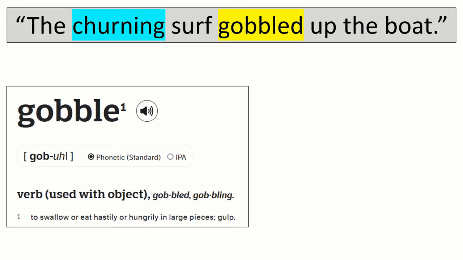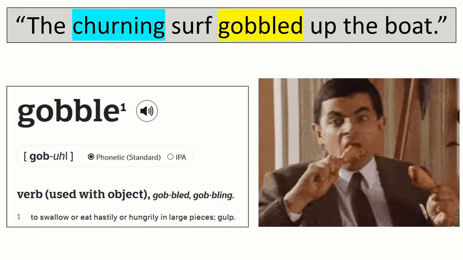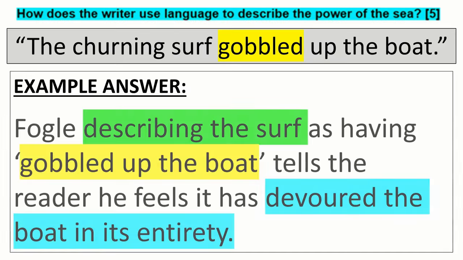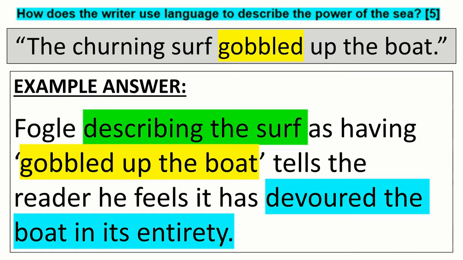Another one, it says the churning surf gobbled up the boat. So if you knew what churning means, you could zoom into that. I'm just going to, for this answer, zoom into gobbled. So it doesn't just say the churning surf took our boat. It is gobbled up. So think about if you eat something in a gobbling way. What is it? Well, it basically means hastily, hungrily, noisily. Yeah, like Mr. Bean here. And my answer is Fogle, describing the surf as having gobbled up the boat, tells the reader it feels it's devoured the boat in its entirety. So it's not taking a little bit of the boat, it's taking the whole thing.